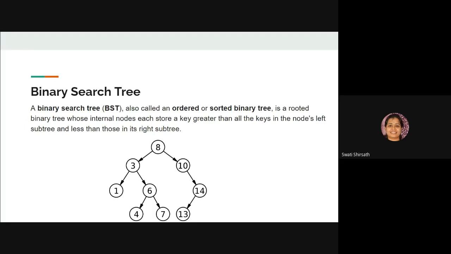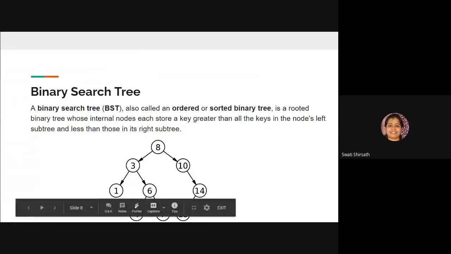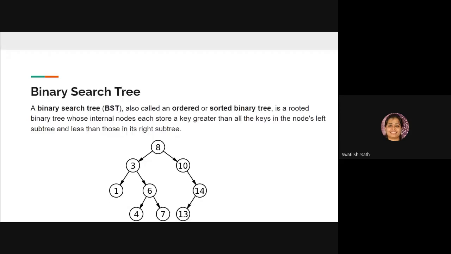Done? Shall we discuss? Yes, ma'am. So what is the in order of this tree? I'll dictate. You just cross check your answers. In order: 1, 3, 4, 6, 7, 8, then 10, 13, and 14. Am I right? Yes, ma'am.